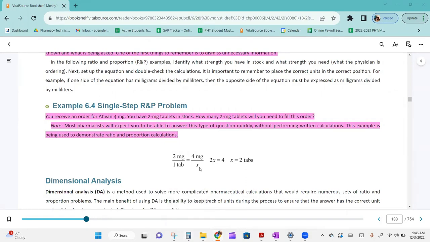ratio and percentage problem. So you receive an order for Ativan 4 milligrams. You have 2 milligrams in stock. How many 2 milligram tablets will you need to fill this order? So they have 2 milligram over 1 tab equals 4 milligram over X.